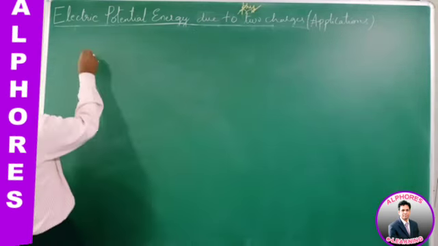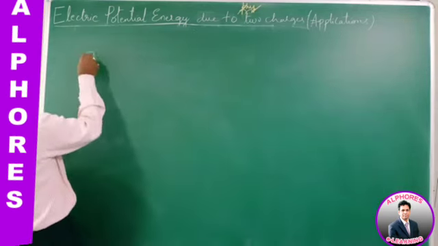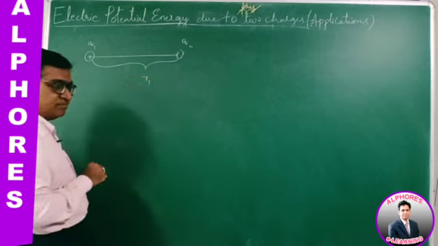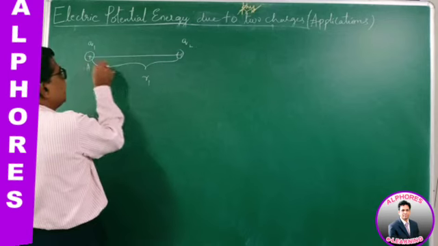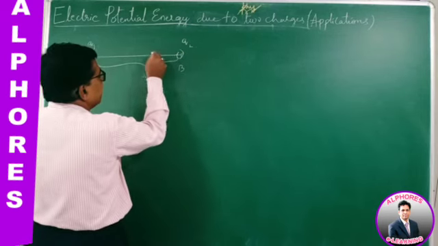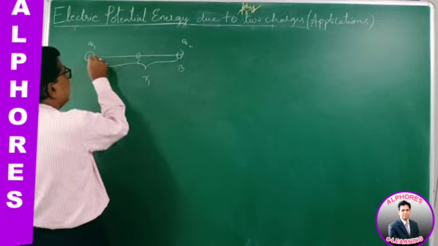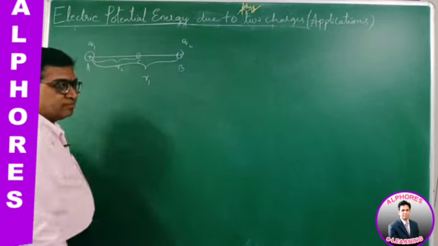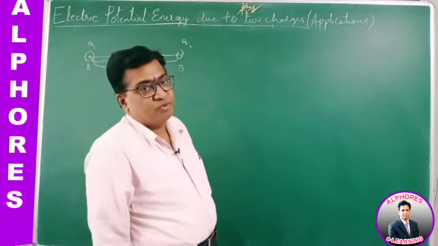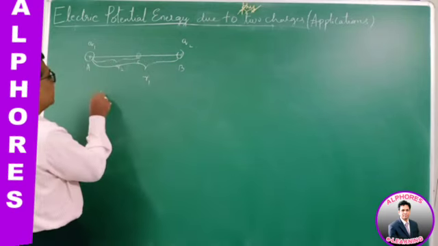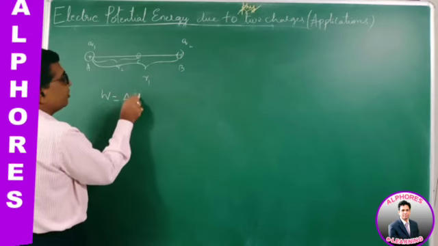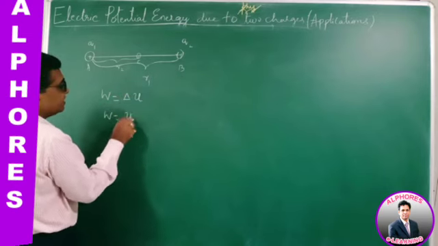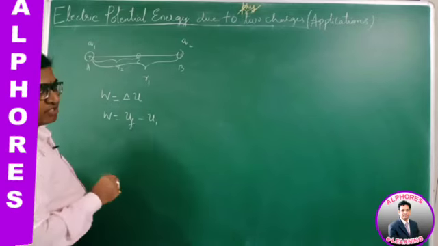Now suppose there are two charged particles Q1 and Q2 initially at a distance R1. Both are positive charges, initially at A and B. Now I am moving this charge from here to here, and the new distance is R2. What is the work done in displacing the charge from here to here? You know, it is the change in potential energy. So work done is final potential energy minus initial potential energy.